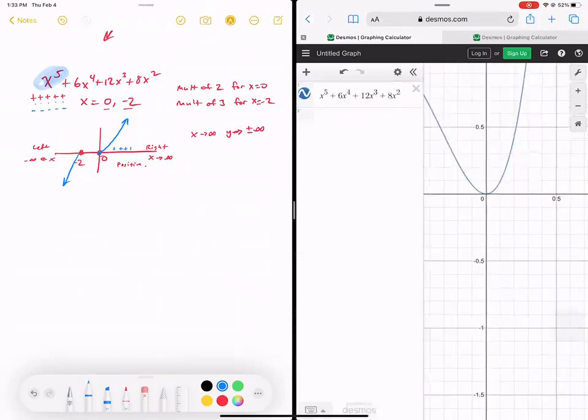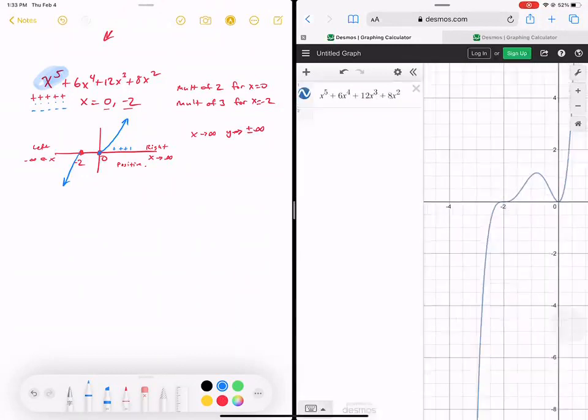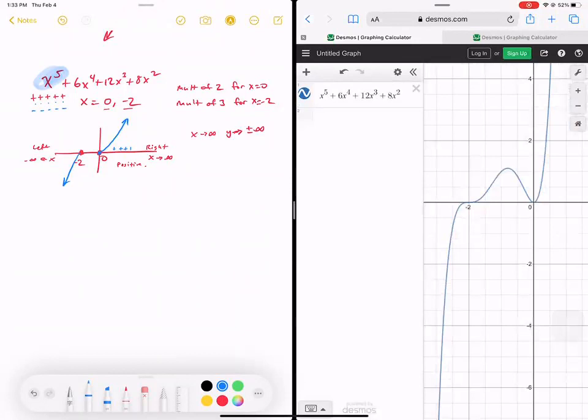If you take a look at the graph that we have here, that looks a little bit tweaky, but you can agree with me. On the right side, we do go up, and we go down on the left. All right, we got at least the end behavior right.